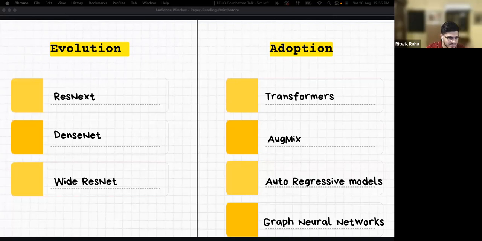So ResNeXt, as I was saying, is a natural extension of the original ResNet architecture. It introduces parallel pathways or branches within the residual block.